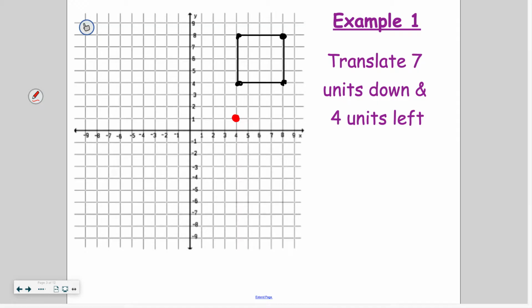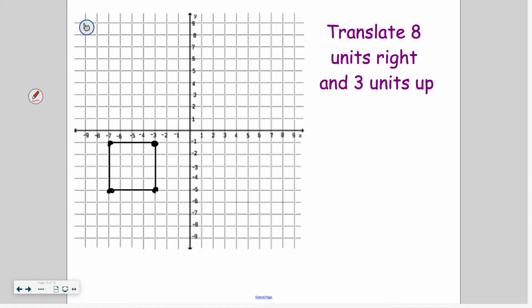Then for the bottom one, again I count down 1, 2, 3, 4, 5, 6, 7, and then 4 to the left. Same thing with the next point: 7 down, 4 to the left. And the last point: 7 down, 4 to the left. So this new red figure on my graph is the image, or the movement following this specific translation.